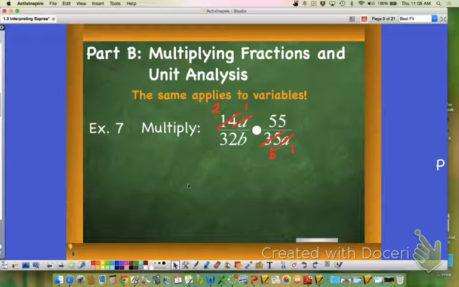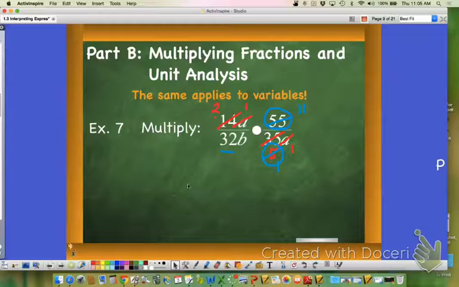Now, a couple minutes ago, I decided I could not reduce the 32 and the 55 because they had nothing in common. But don't dismiss the idea of any top with any bottom. So I can reduce the 55 now with the 5. I'm going to say both of them are divisible by 5. I'm going to cross out this 5 and say in my head 5 divided by 5 is 1. 55 divided by 5 is 11. And at this point I think I've reduced as far as I can reduce.